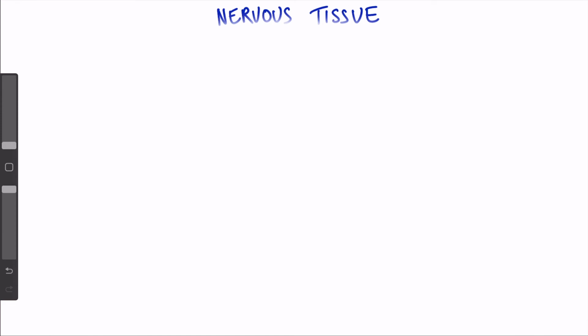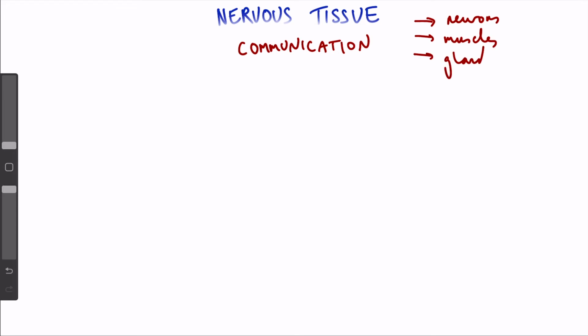Let's now look at nervous tissue. The whole purpose of nervous tissue is communication. Nervous tissue allows us to communicate with other aspects of the nervous system, to communicate with muscles, and to communicate with glands. So you could basically say, as a communication network, it communicates with other neurons, muscles, and glands. That's its job.